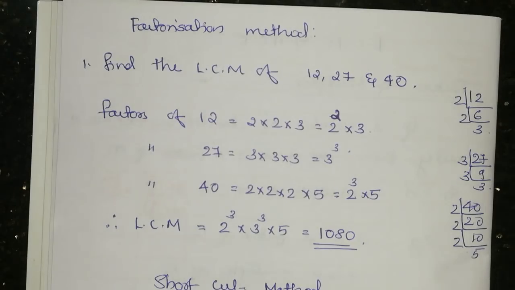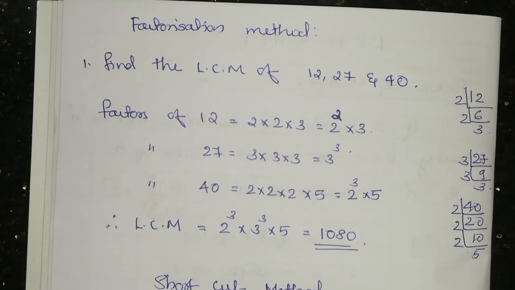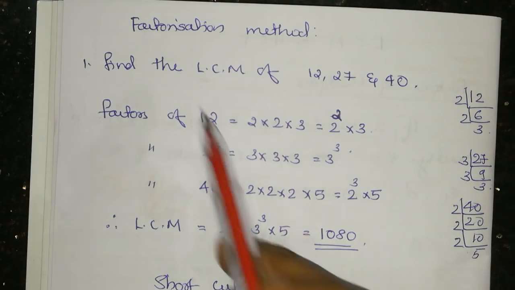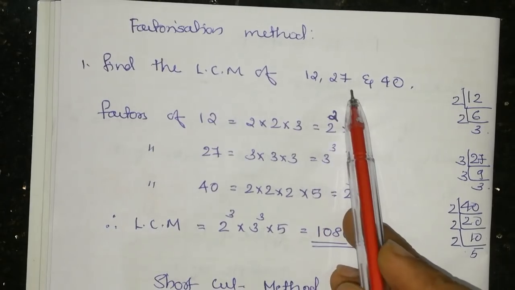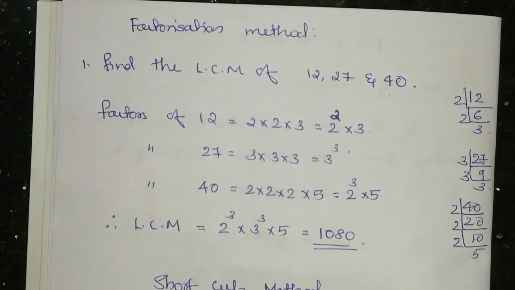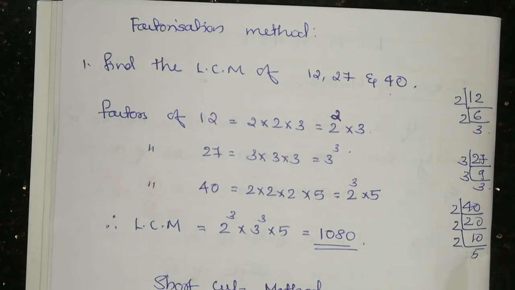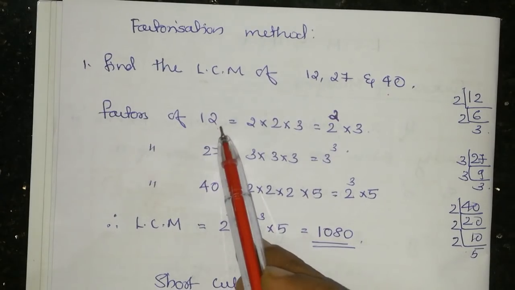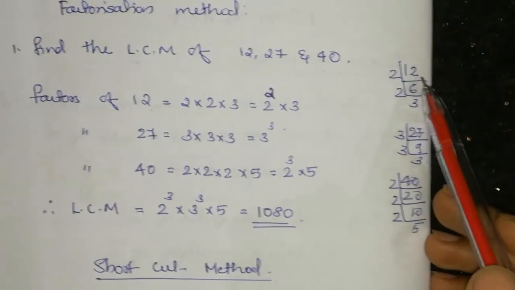Now we can discuss the factorization method. എങ്ങനെയാണ് ഫാക്ടറൈസേഷൻ മെത്തേഡ് യൂസ് ചെയ്തിട്ട് ഫൈൻഡ് എൽ സി എം കണ്ടുപിടിക്കുന്നത്? ഓക്കെ, സോ ഫൈൻഡ് ദ എൽ സി എം ഓഫ് 12, 27 and 40. സോ ദ ഫാക്ടേഴ്സ് ഓഫ് 12 കണ്ടുപിടിക്കാനായിട്ട് 12 ഇങ്ങനെ ഡിവൈഡ് ചെയ്യാം.